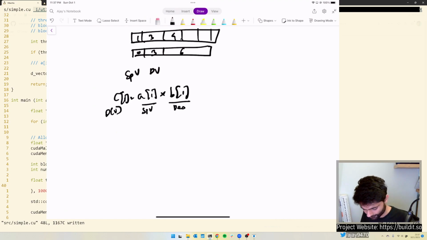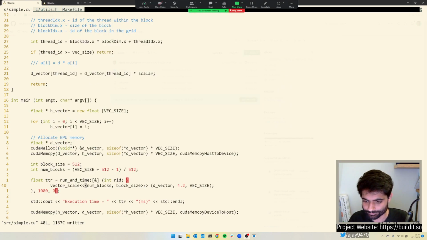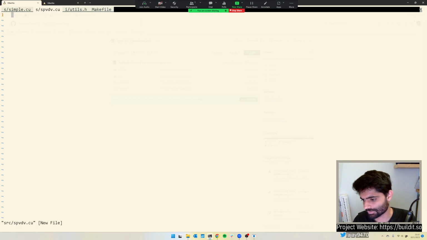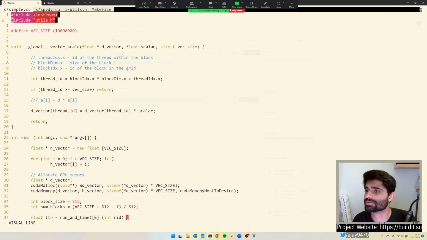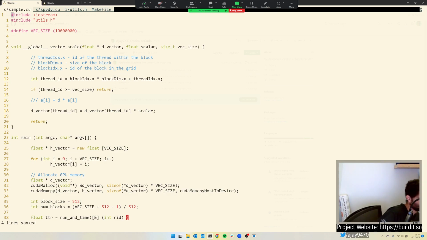Once we write the code for this, you'll realize where the issues come from. Where does the irregularity in the access and the irregularity in the computation come from? So I'm going to hide this for a second, and let's start writing the code. Okay, so let's say source spvdv CUDA. What I'm going to do for this one is copy over a bunch of code so that I don't have to write it again and again.